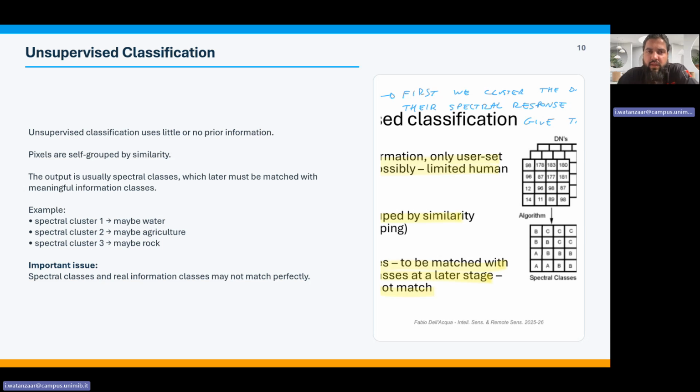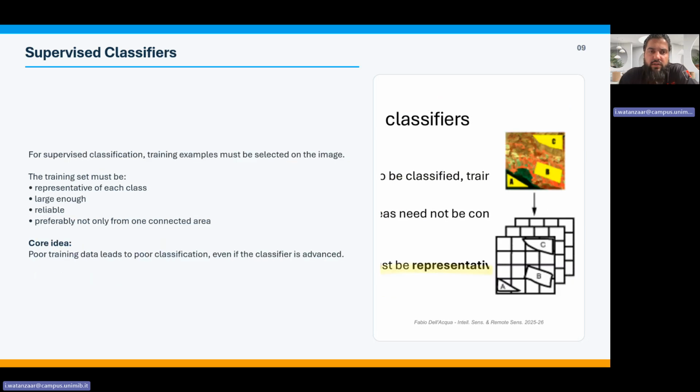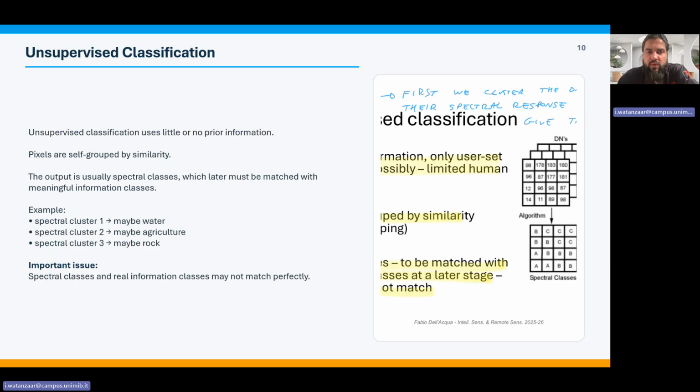Unsupervised classification. We have only discussed the supervised classifier so far, but now we are discussing unsupervised classification in a little more detail. Unsupervised classification uses little or no prior information. Pixels are self-grouped by similarity, so they are trying to group similarity-based pixels. The output is usually spectral classes. They are still giving you the output as spectral classes, which later must be matched with meaningful information classes.